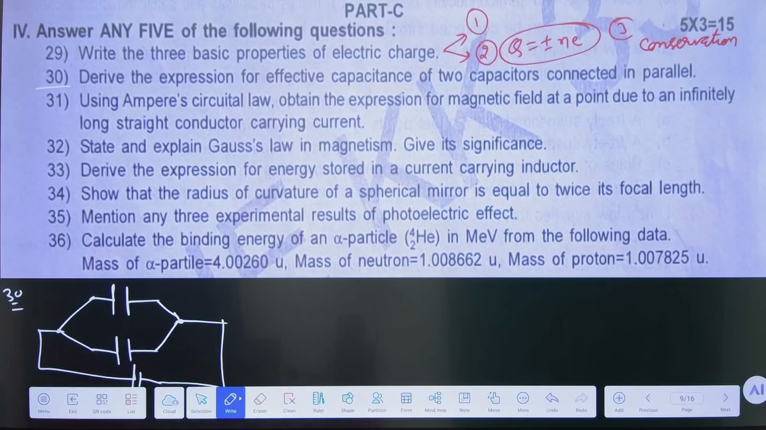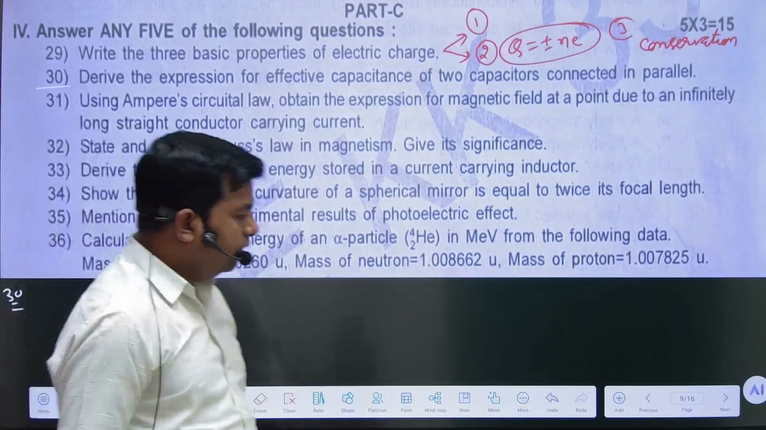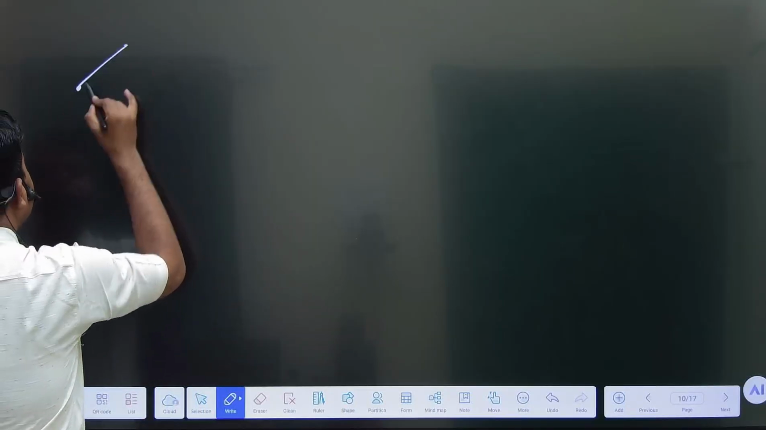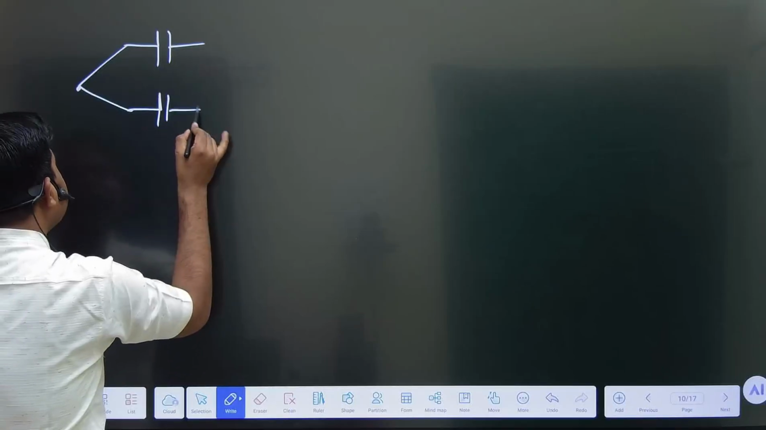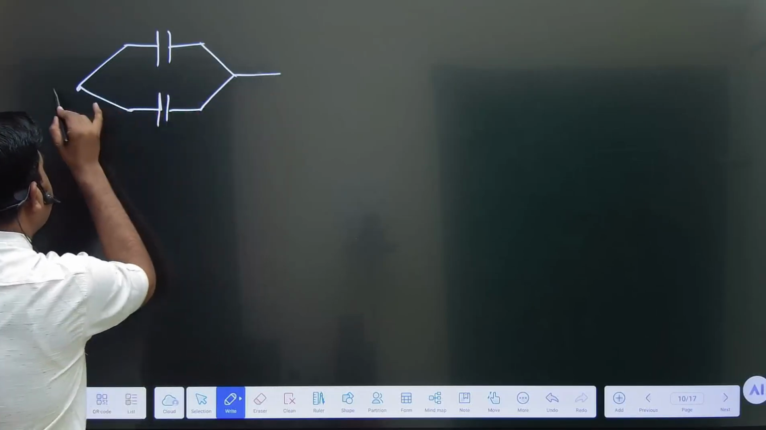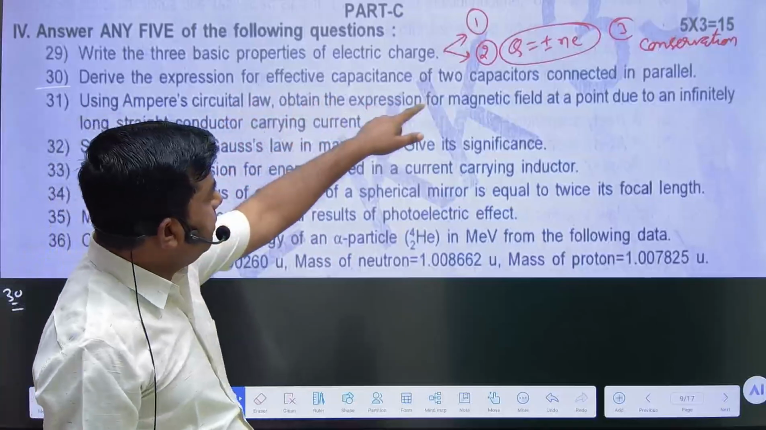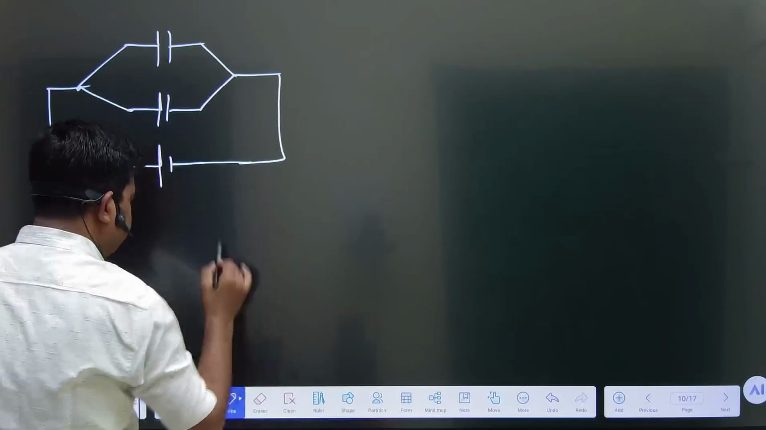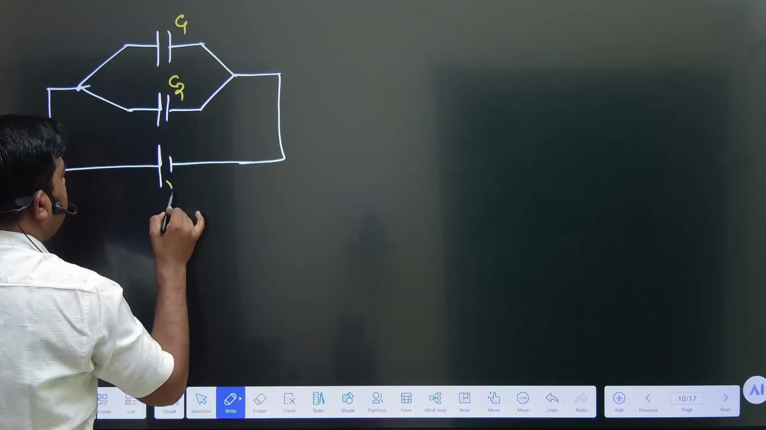Okay, clear to you? We have to draw this diagram on the next page. So we have to calculate the equivalent capacitance when two capacitors are connected in parallel. These are the two capacitors, first one is this, second one is this, connected in parallel across a V voltage source. Now this is the voltage source and these are the two capacitors having capacitance C1 and C2, and voltage is V.